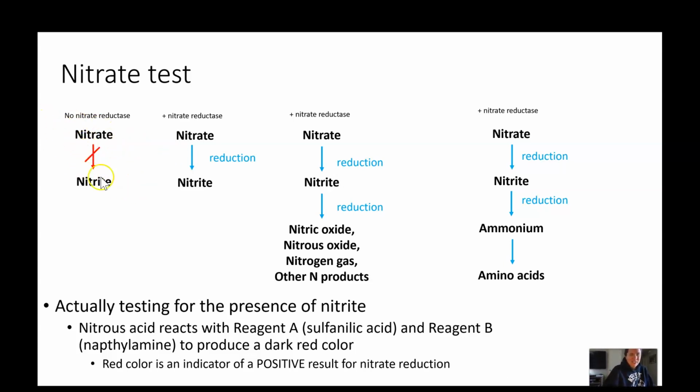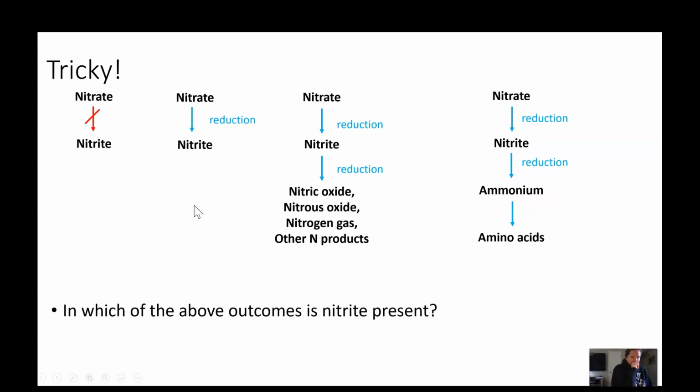This particular bacteria does not have nitrate reductase, so no nitrate reduction can occur. So again, red color would be a positive result. But let's look at this in a little bit more detail because this is tricky. Ask yourself, in which of the above 4 situations is nitrite present? Remember, we're testing for nitrite. So which of these 4 situations has nitrite present?